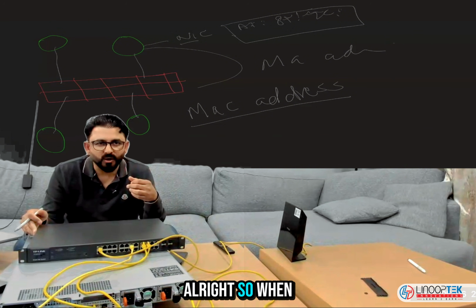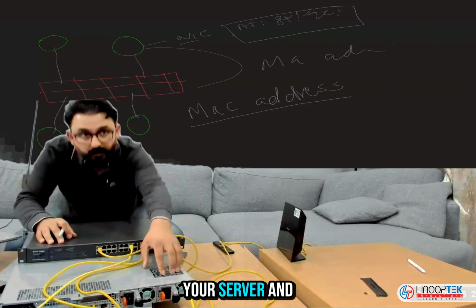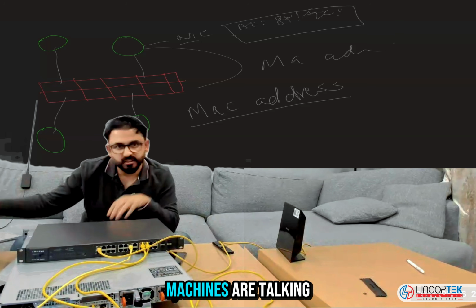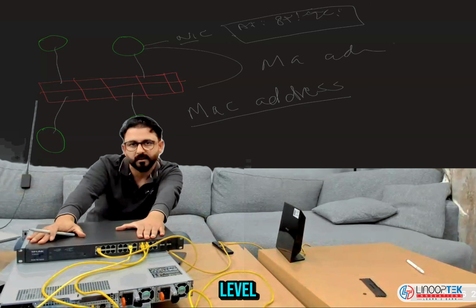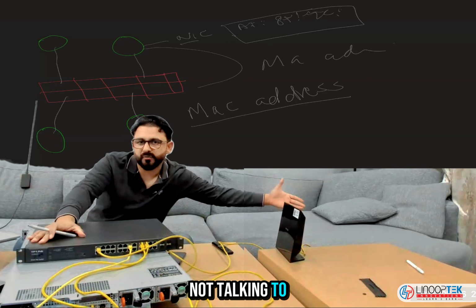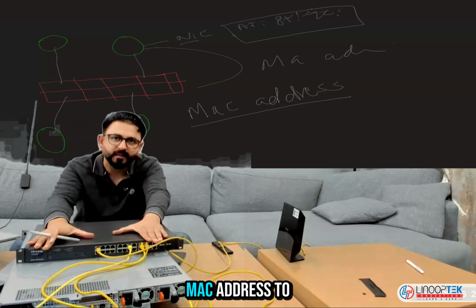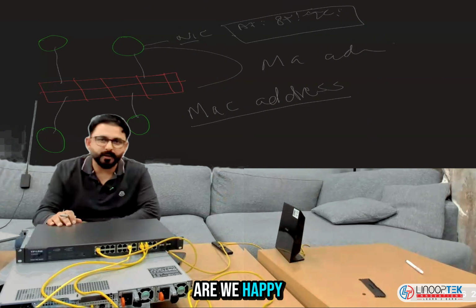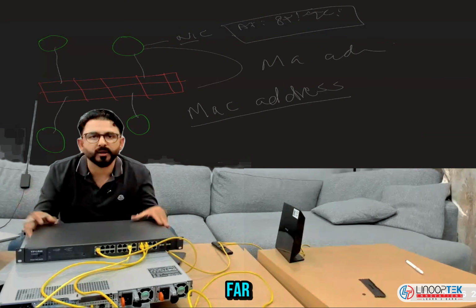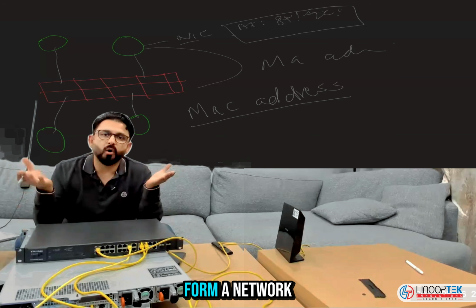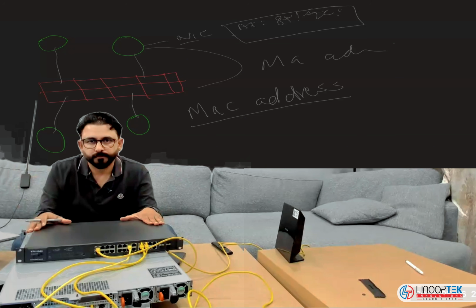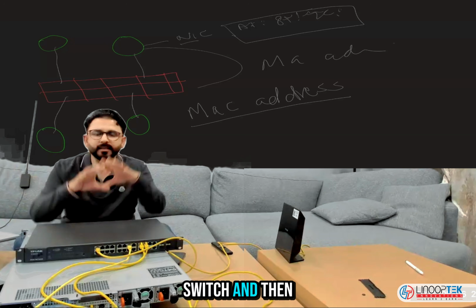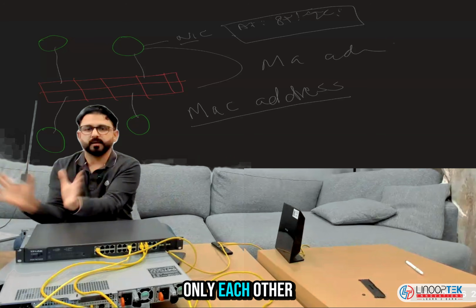So when your server and your switch are talking to each other at the switch level, and they're not talking to a different network, they are using the MAC address to communicate. Everybody's good? So what do we know so far? We know that in order to form a network, we need a switch, and all the devices connect to the switch. Then these devices can talk to each other, only each other.